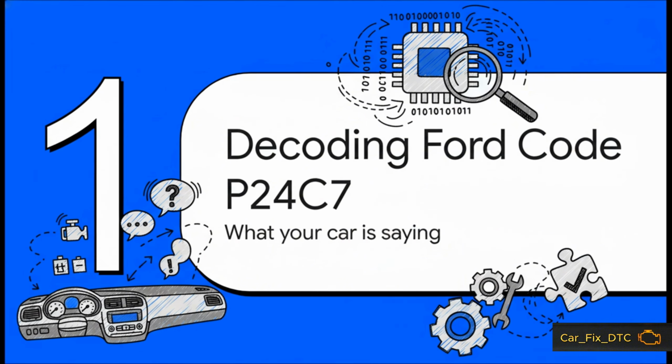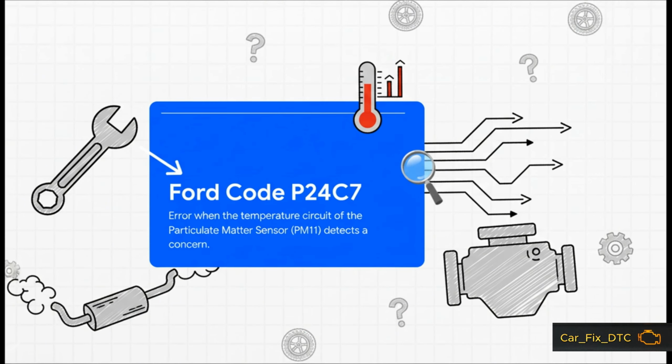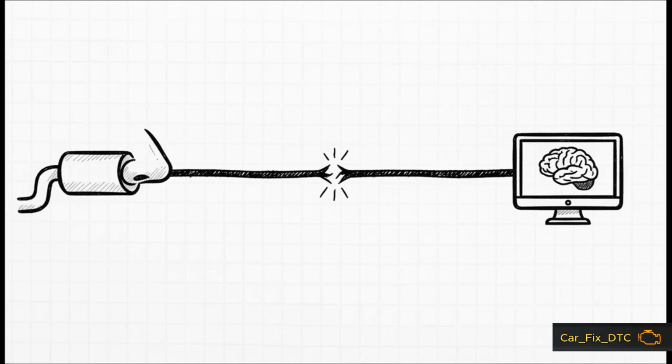Let's decode this thing. So, the official definition talks about the temperature circuit of the particulate matter sensor. Wow, that is a mouthful. What in the world does that actually mean for you and your car? Let's break it down into plain English. I want you to think of it like this. The particulate matter sensor is kind of like a nose in your exhaust pipe, and its job is to sniff the fumes. Now, the temperature circuit, that's the phone line that connects that nose directly to your car's brain, which is the main computer.